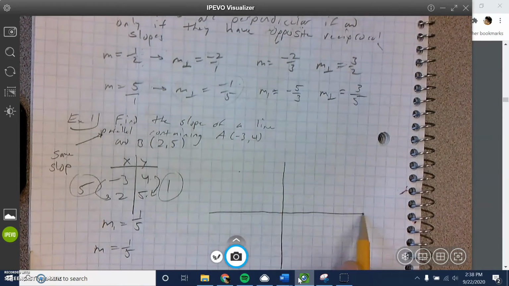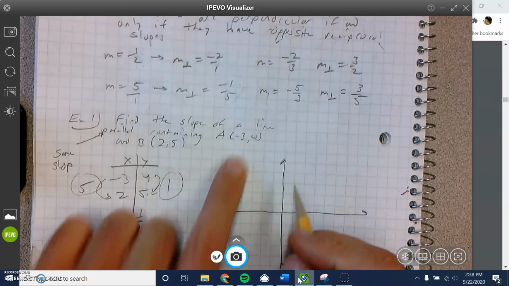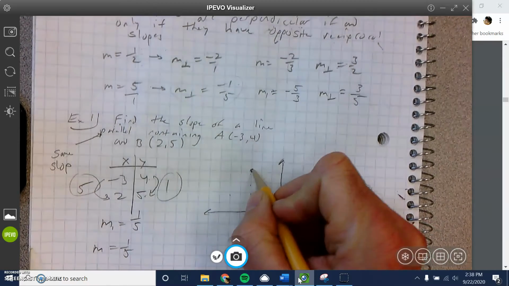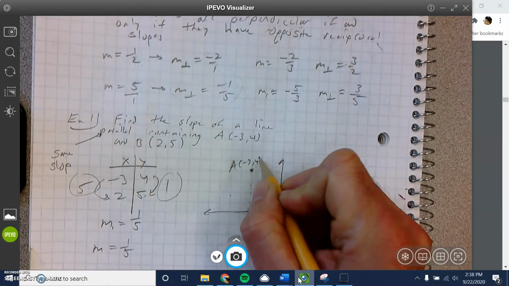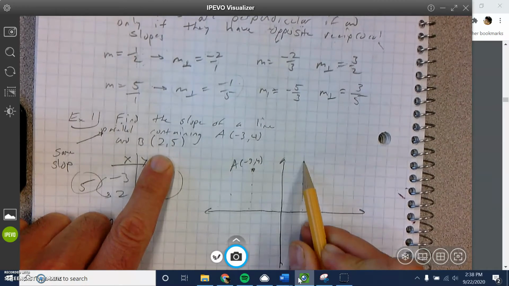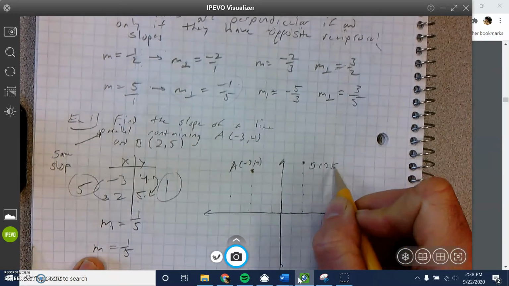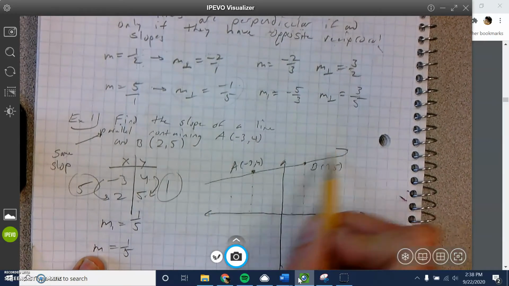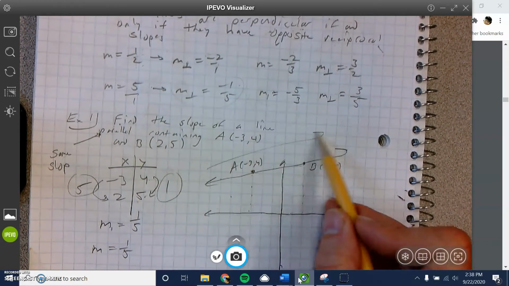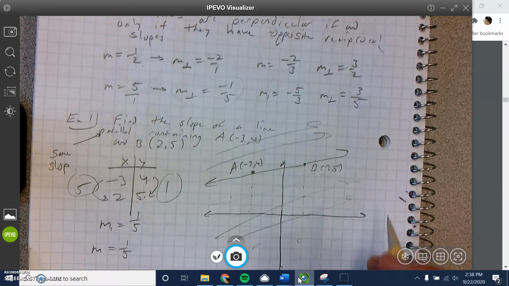Draw a picture. It's just numbers unless it's a picture, right? So A is -3,4. 1, 2, 3, 1, 2, 3, 4. Here's A, -3,4, and B is 2,5. 1, 2, 1, 2, 3, 4, 5. Bam. And so B is 2,5. So this is the line we're talking about right here. And there is an infinite amount of parallel lines. So that's a parallel line, that's a parallel line, that's a parallel line, that's a parallel line. So you can just keep drawing them forever.